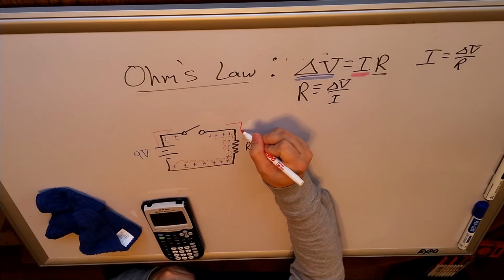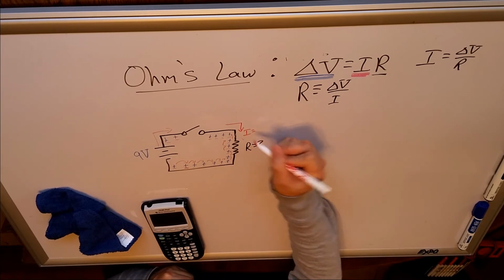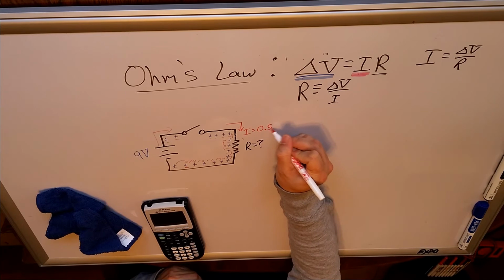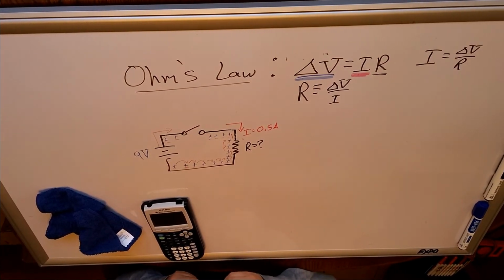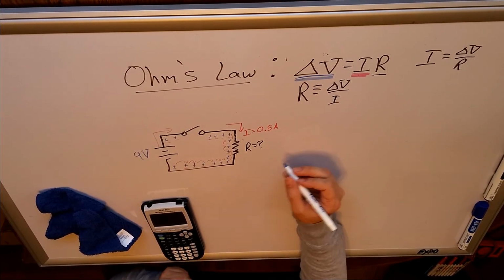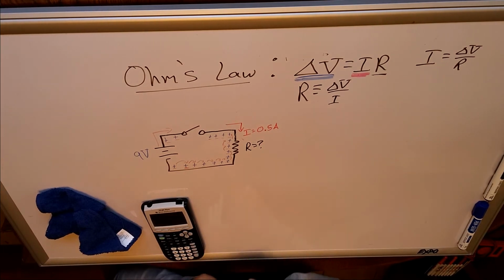working with. Let's say that I use that and I find that our current is equal to, let's go, 0.5 amps. In other words, 500 milliamps, half an amp. What is the value of my unknown resistor? Well, we can once again use Ohm's law. So we'd have delta V equals I times R.